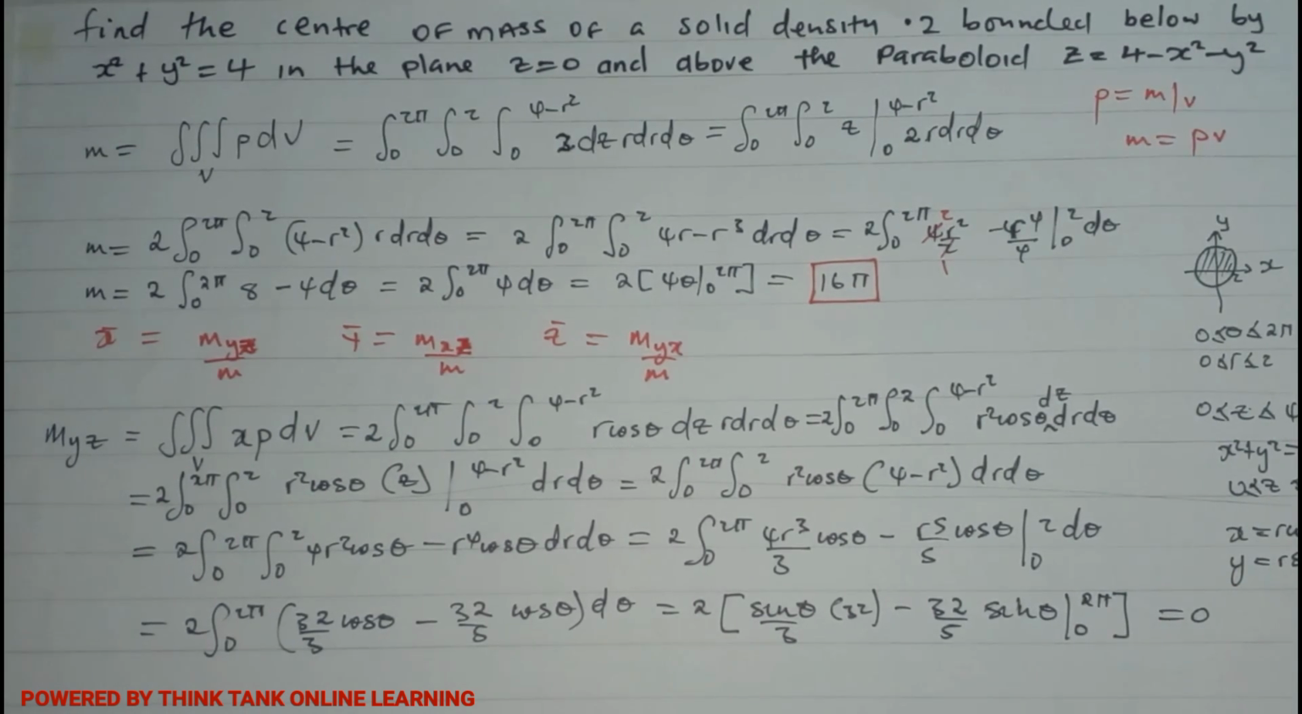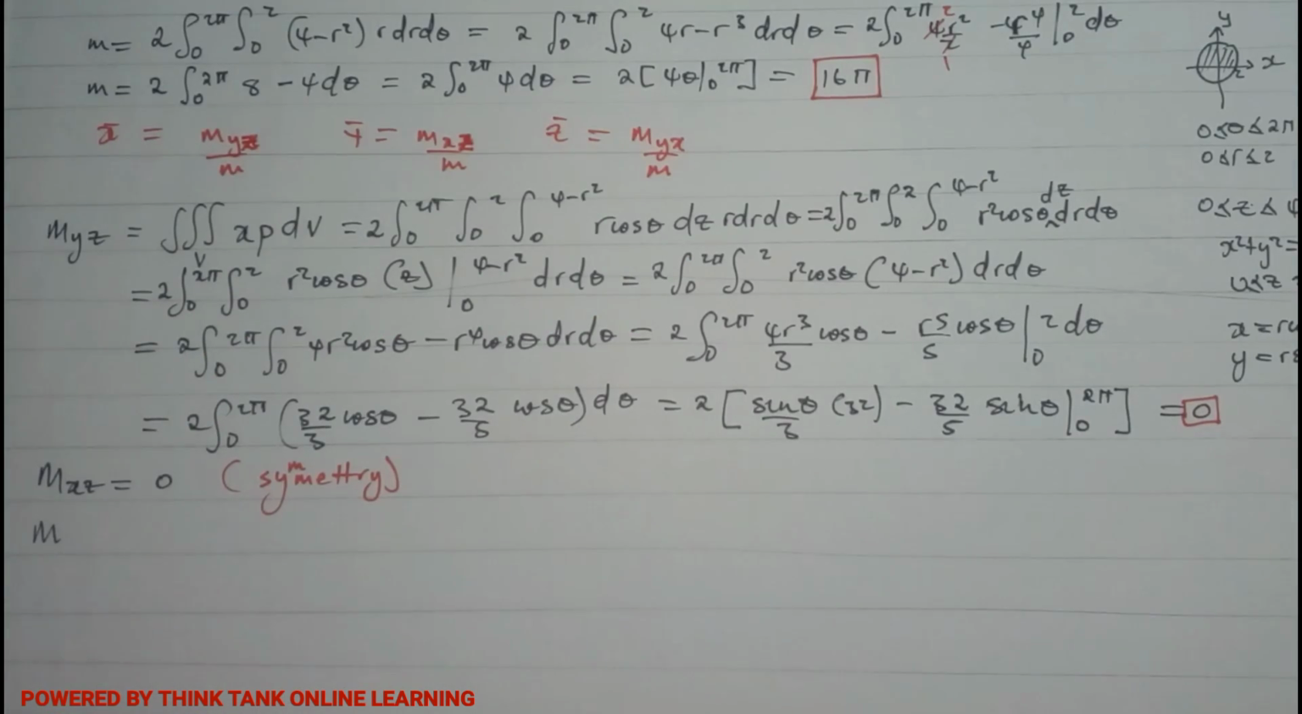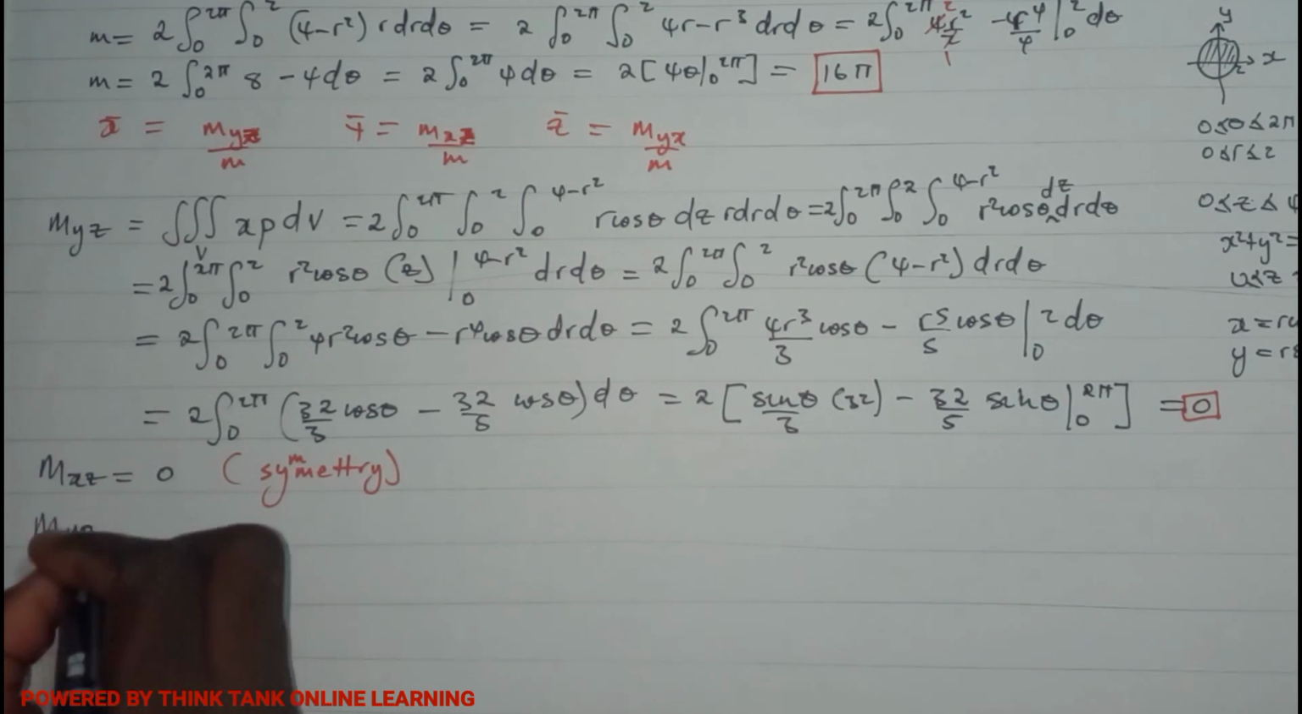Okay, since we have a lower bound z, this thing lies on the z-axis, so by symmetry we can conclude that if Myz is equal to 0, that also means Mxz is 0. Anyway, that is not our case. Now I want to find z bar. For z bar it's now Mxy.